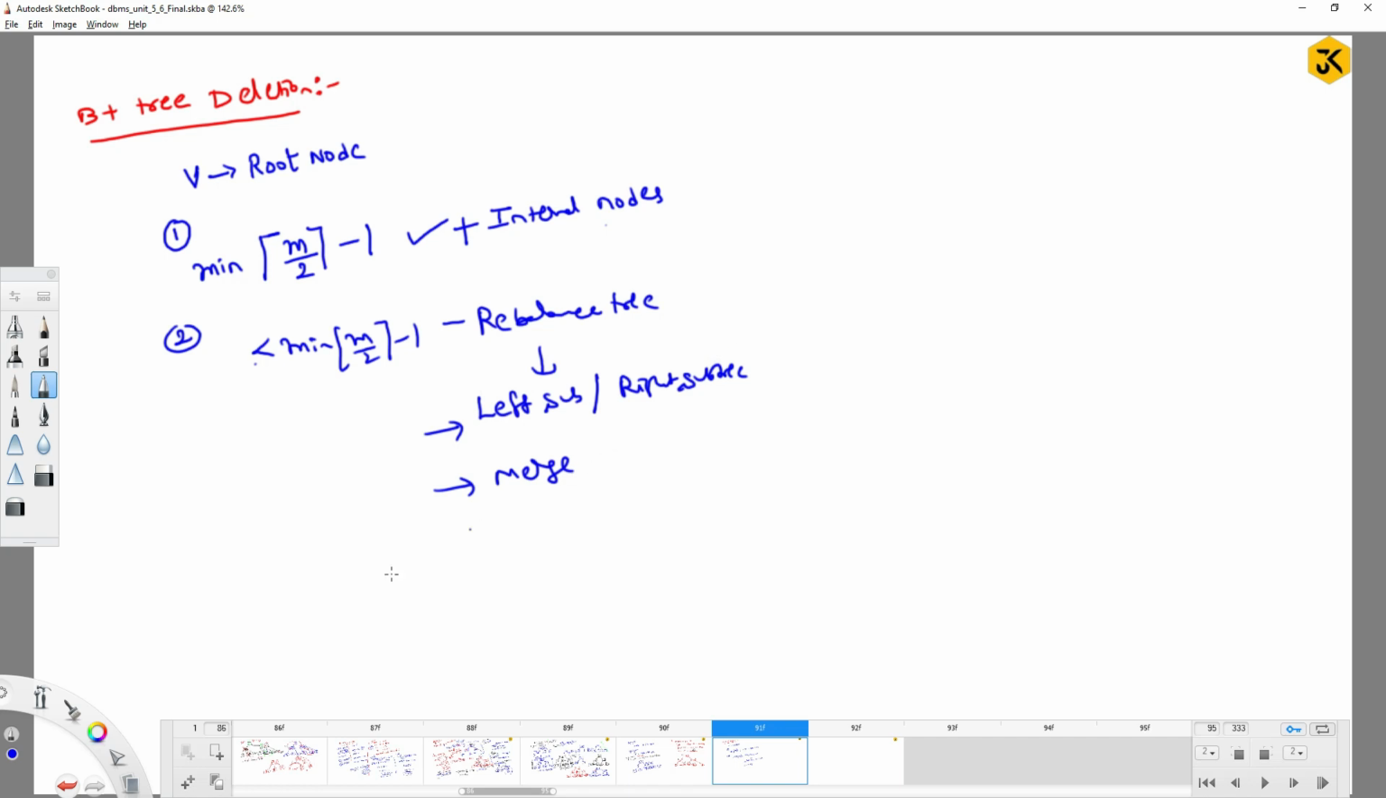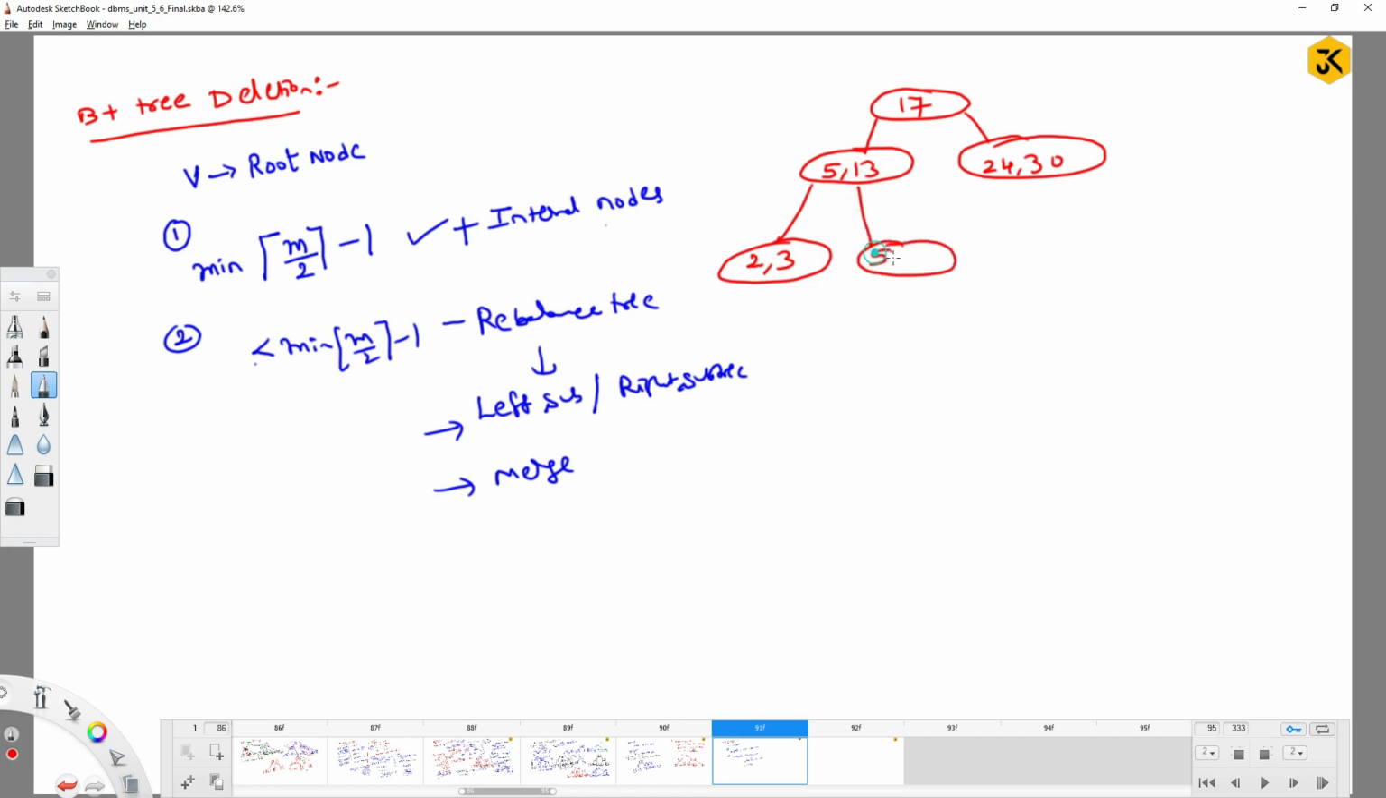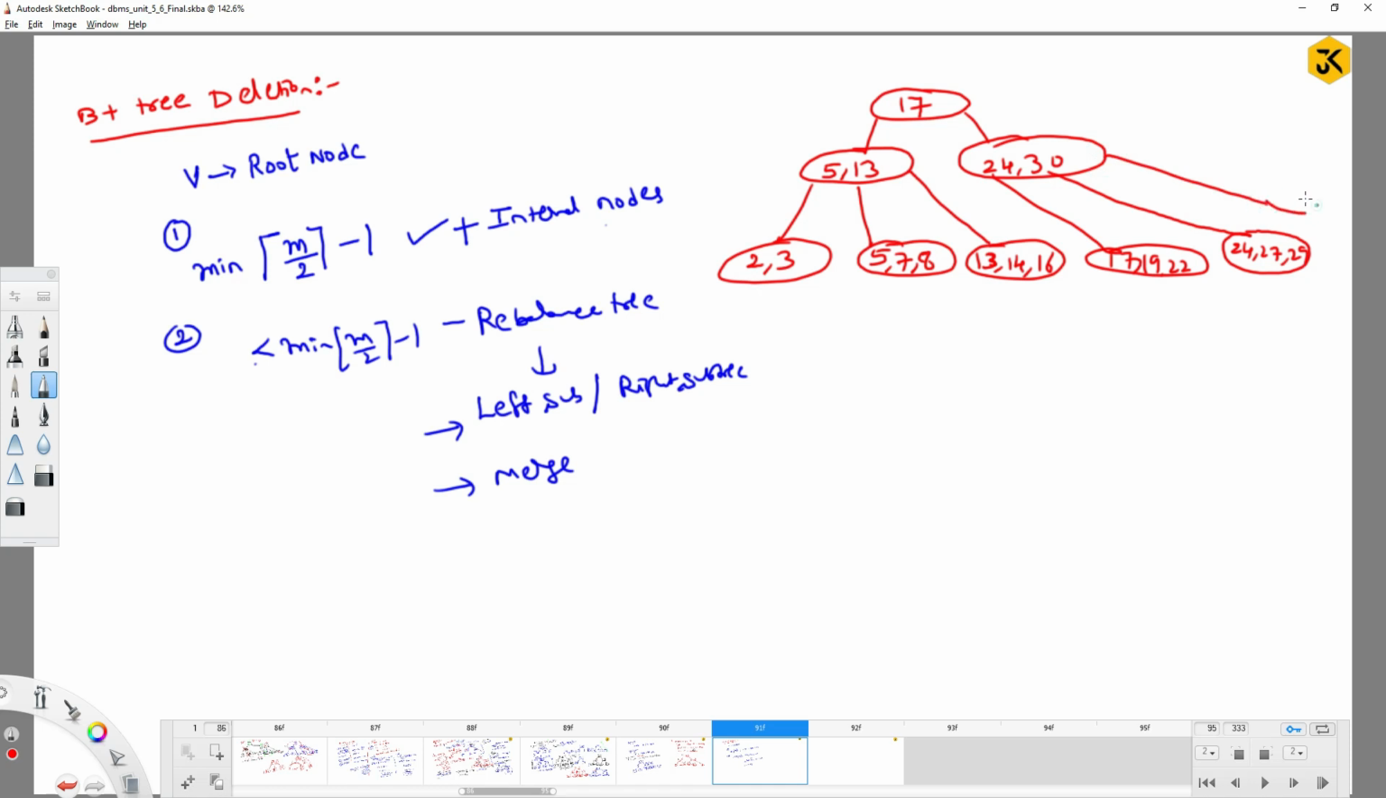Suppose, for example, I take the nodes something like 17, 5, 13, 24, 30, 2, 3, 5, 7, 8, 13, 14, 16, 17, 19, 22, 24, 27 and 29, and finally 30, 34, and any other value, 38.